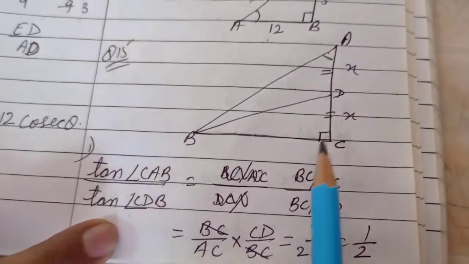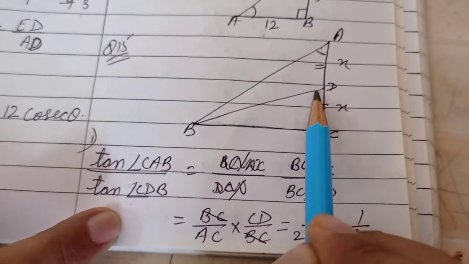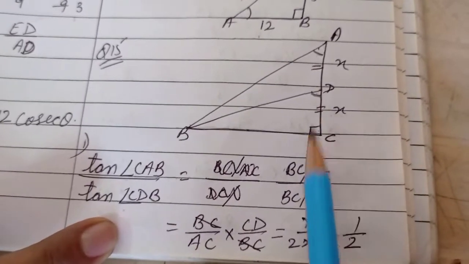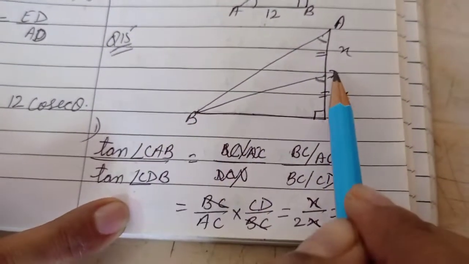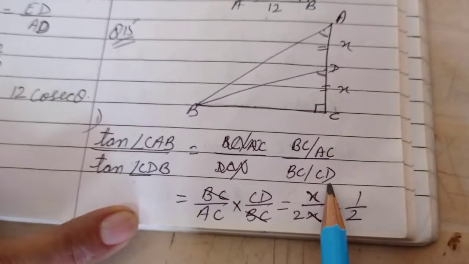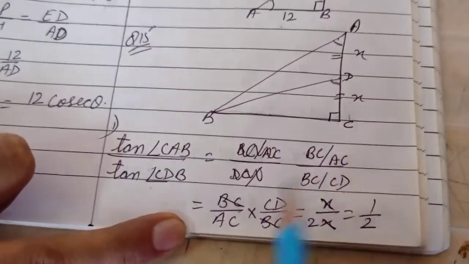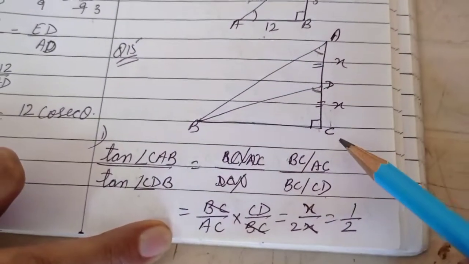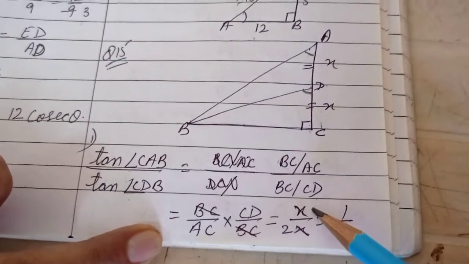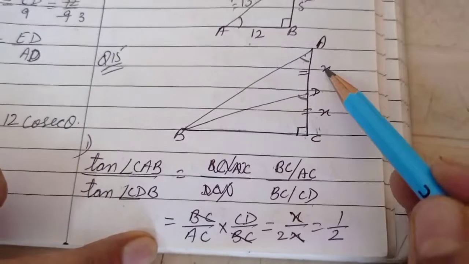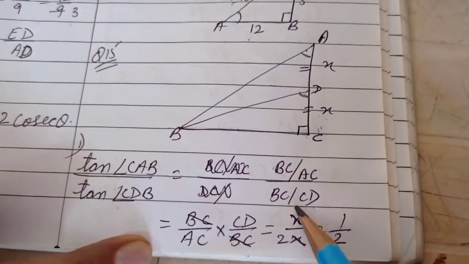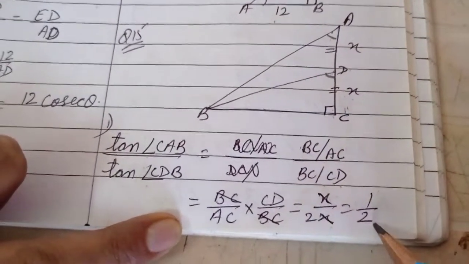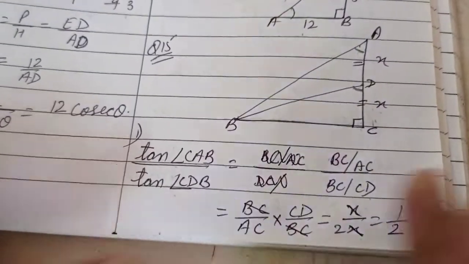Then tan CDB, the small triangle you have to take. Clear? What will be perpendicular? BC only. And what is base? CD, BC over CD. Now BC over AC reciprocated. BC will get cancelled. What is CD? CD is what? X. And what is AC? That is x plus x, 2x. X and x will get cancelled. Answer is 1/2. Second part you can do yourself.